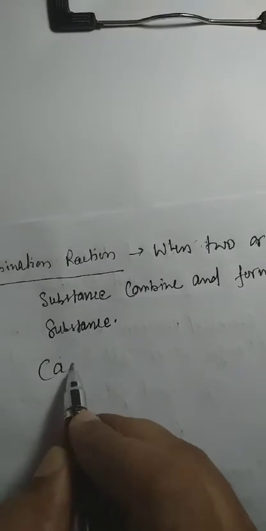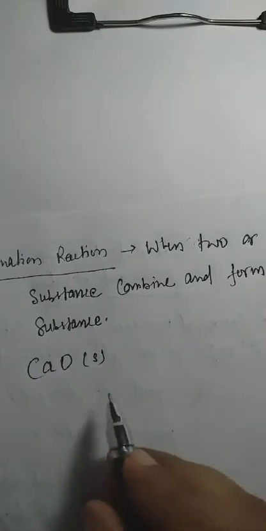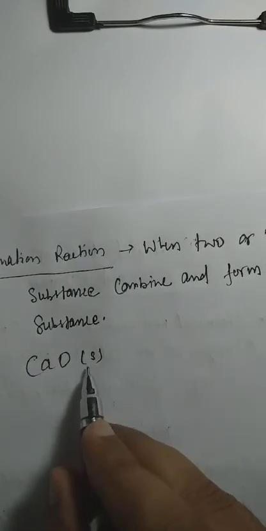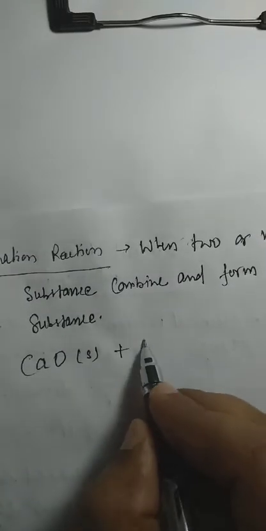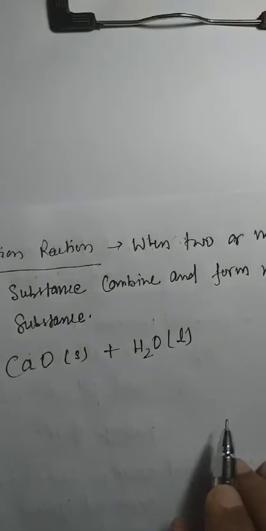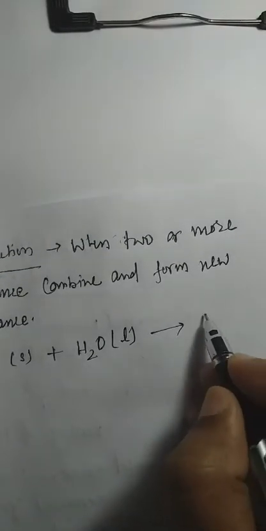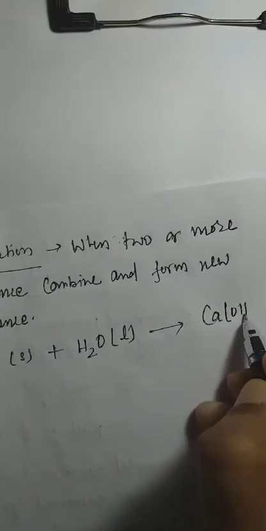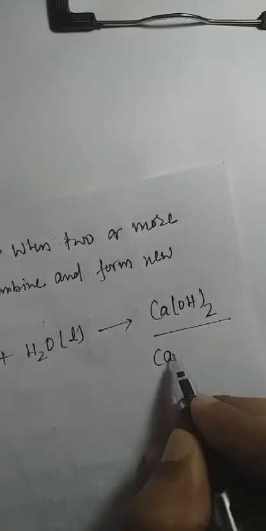whenever calcium oxide exists in solid state, as we discussed in the previous part, we must write s after the symbolic presentation of the compound. Then water is written in liquid state as it exists. So we write like this, and after reaction it forms Ca(OH)2, right? This is called calcium hydroxide. Memorize this formula, very important from the perspective of the exam.